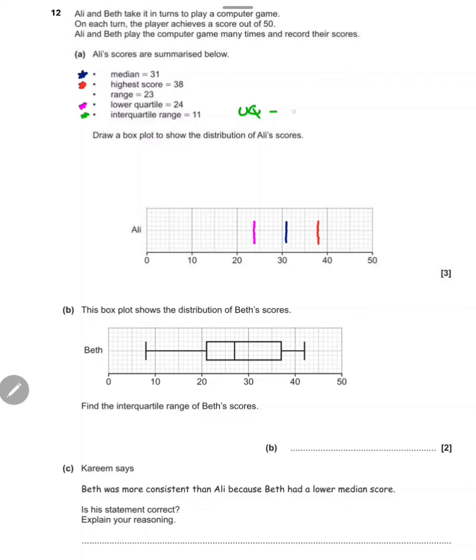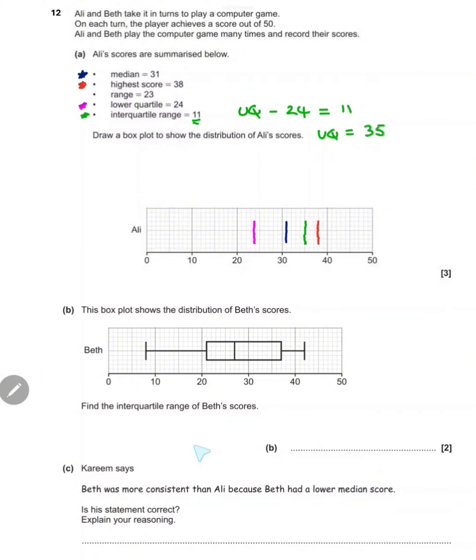Well, the upper quartile take the lower quartile, which is 24, is the interquartile range, which is 11. Upper quartile take lower quartile is interquartile range. So something take 24 is 11, must be 35. 35 take 24 is 11. So my upper quartile sits at 35, which is there.